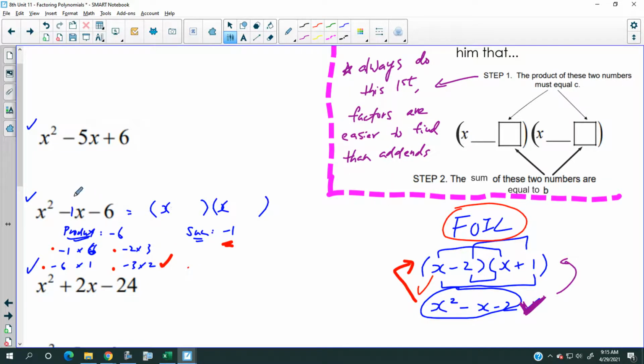Which is this right here. So I'm going to write in x, right? x minus 3, x plus 2. And then you can check your answers that way. By the way, you can check your answers fairly quickly too.